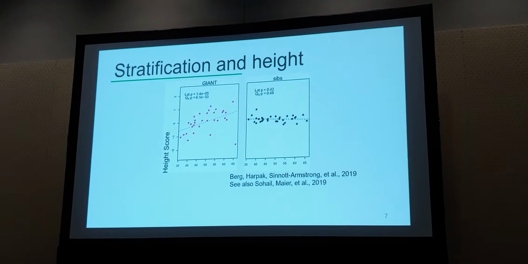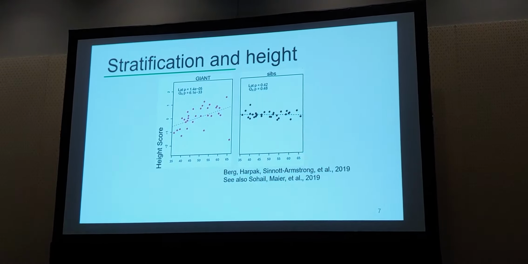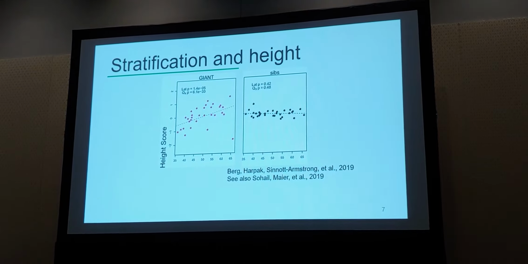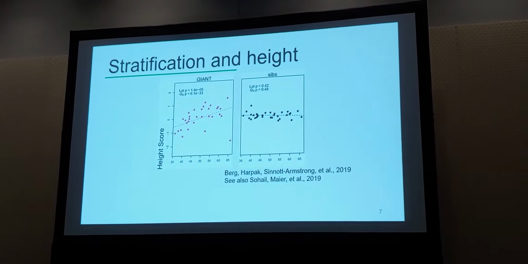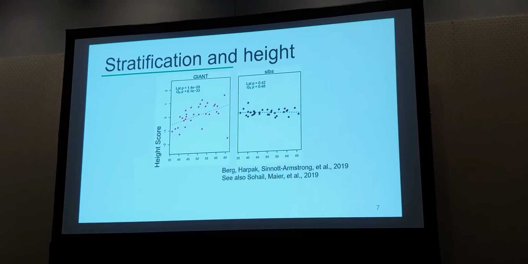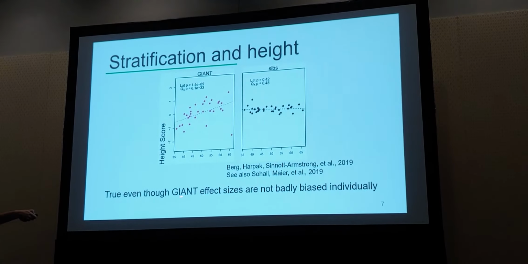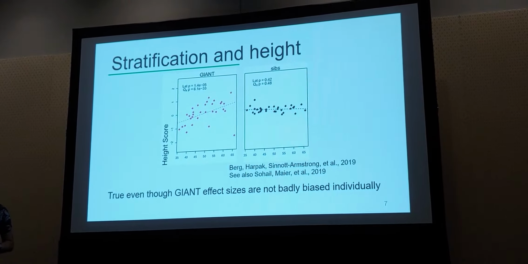If you do it in GIANT, you get this result. If you do it in the sibs, so this is a different way of getting the effect sizes that I'll talk about in a minute, if you do it in a different study, the result goes away, or is at least much reduced. And I should say, this is true even though the individual GIANT effect sizes are not badly biased individually.